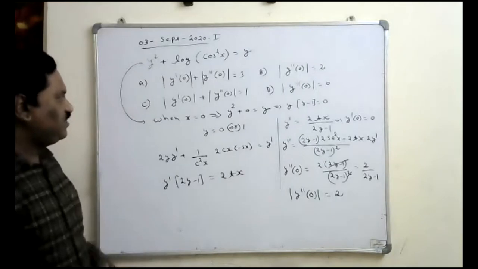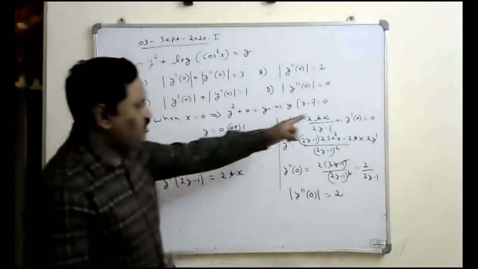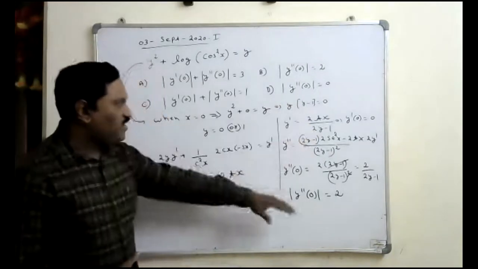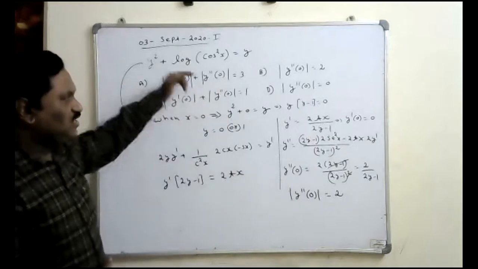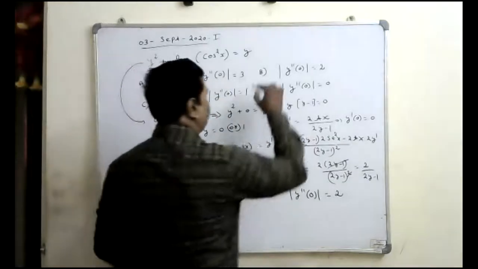So which option is correct? Because y dash of 0 is 0 and this is 2, if we add both, 0 plus 2 is 2. That's why the second option is correct.